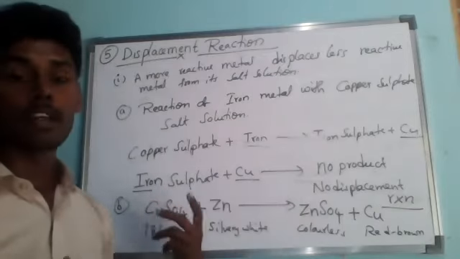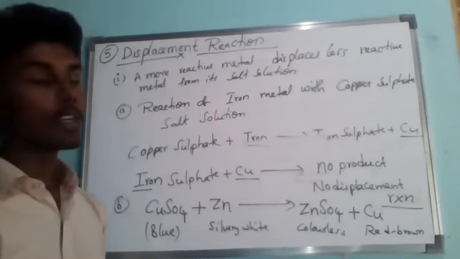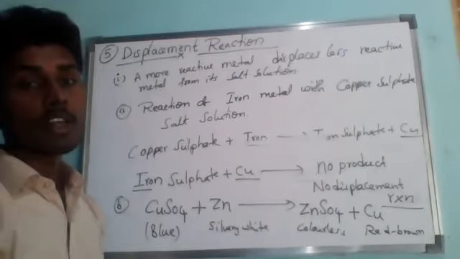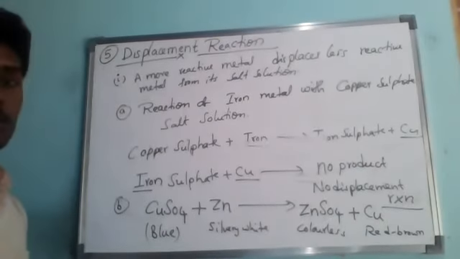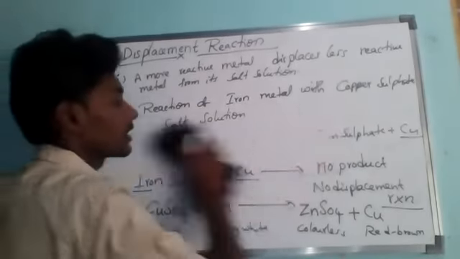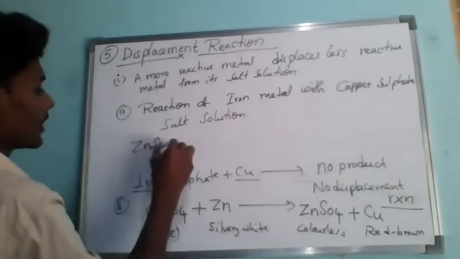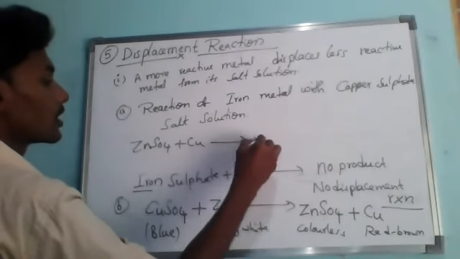Suppose you take the reverse reaction, it does not take place, because copper cannot displace zinc from its zinc sulfate solution. Just take the reverse reaction. Understand? So here I am taking ZnSO4 plus Cu, then no displacement reaction.